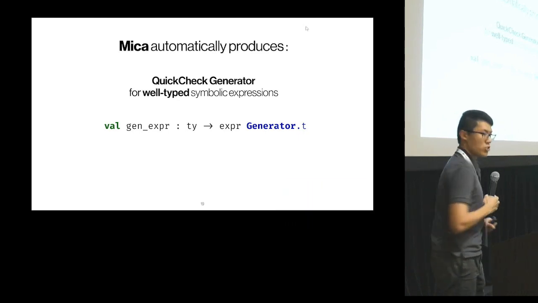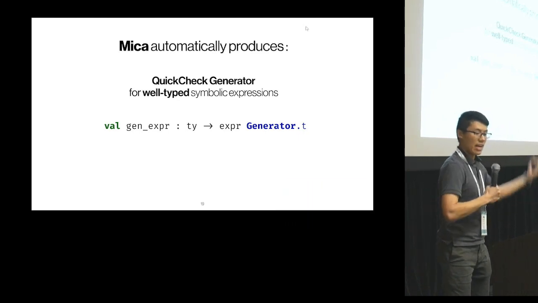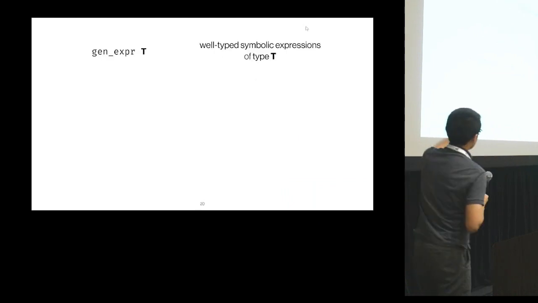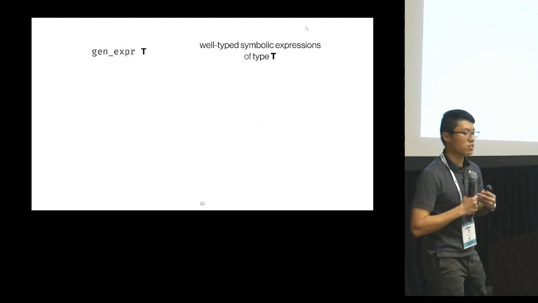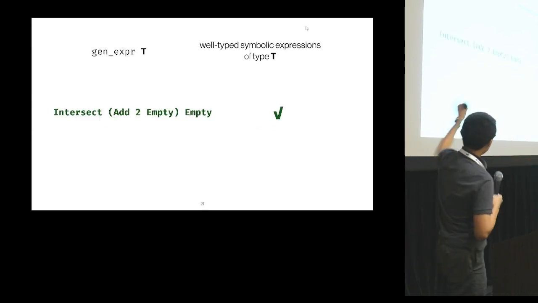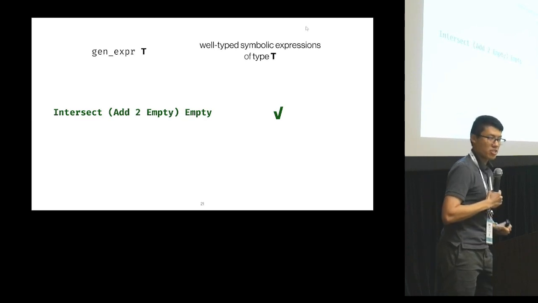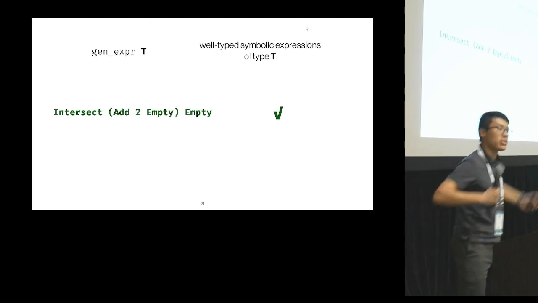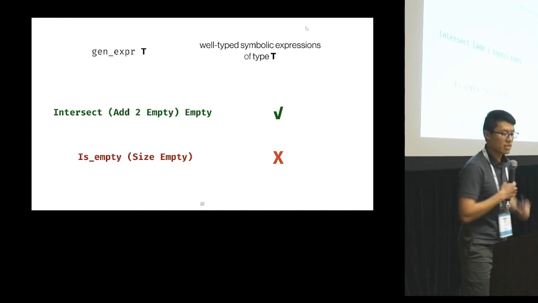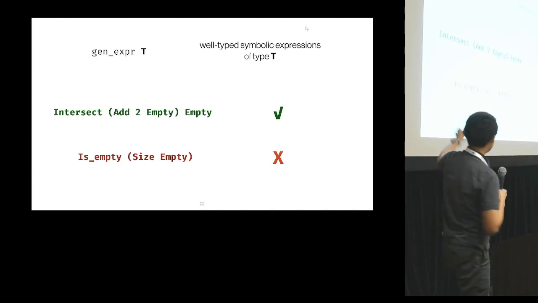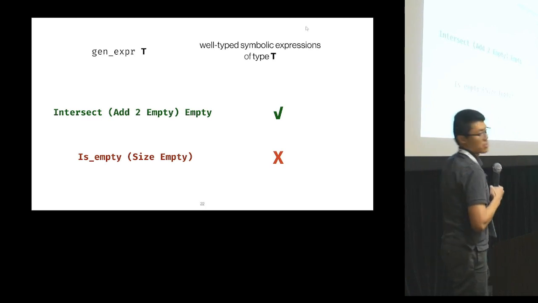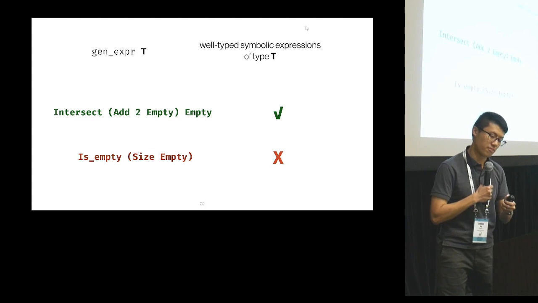This generator, genexpr, takes in an argument which represents the type of a symbolic expression. genexpr t promises to only give us random well-typed symbolic expressions of type t. Here's an example of a well-typed symbolic expression. This is well-typed because I can take the intersection of two sets. This, however, is not well-typed. SizeEmpty gives us an int, but isEmpty expects a set as its argument. And genexpr promises to never give us this bad symbolic expression.